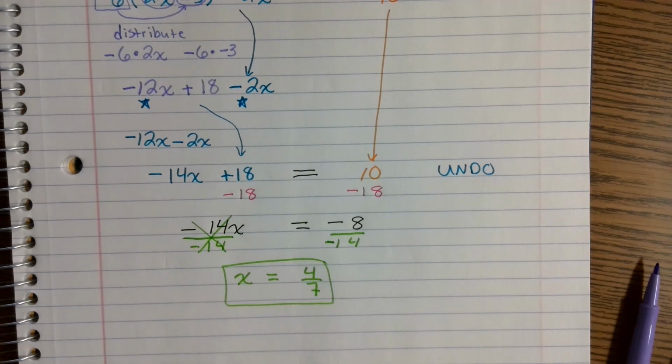All right. You just type in negative 8, and then for the denominator, hit the negative sign again.